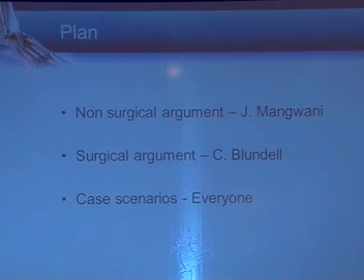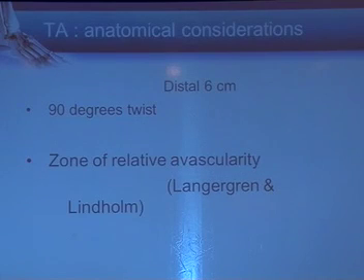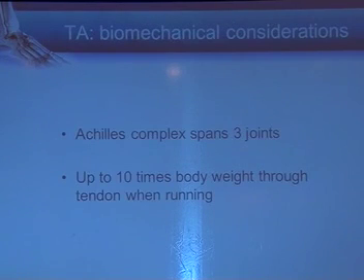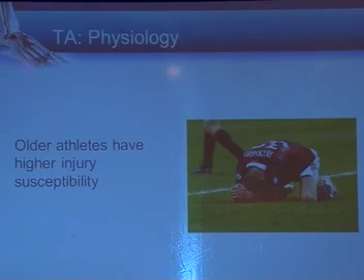So, as we've outlined, that's me. A bit of the anatomy we need to know about the tendo-Achilles. As it comes down in the last 6 centimeters, it twists through 90 degrees, and there is a zone of relative avascularity about 4 to 6 centimeters from the insertion. Biomechanically, it is the strongest tendon in the body, and as you are running, you're putting about 10 times your body weight through it. So a lot of force goes through the tendon, and the whole complex spans 3 joints.